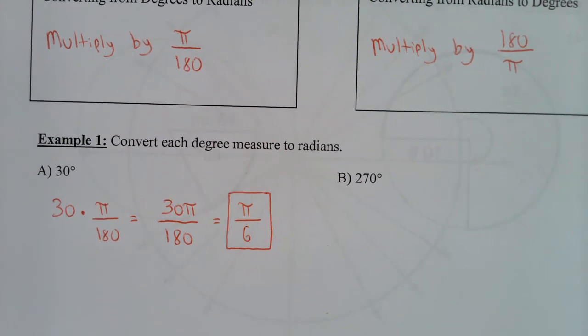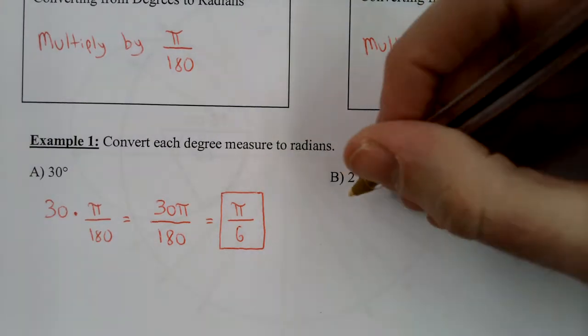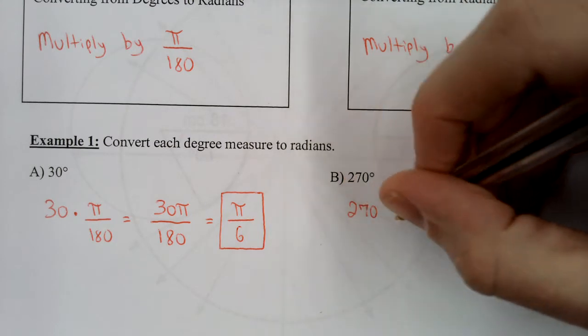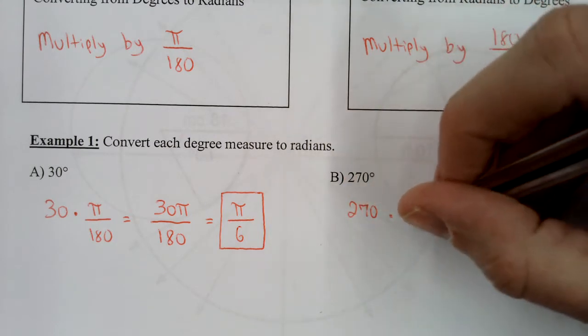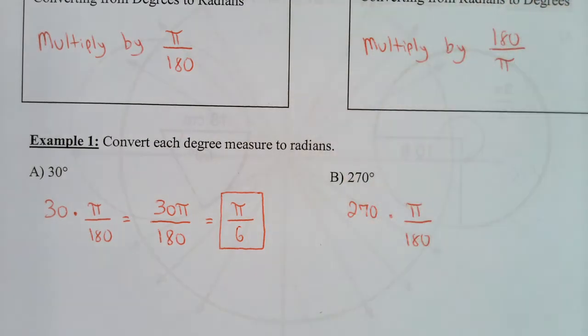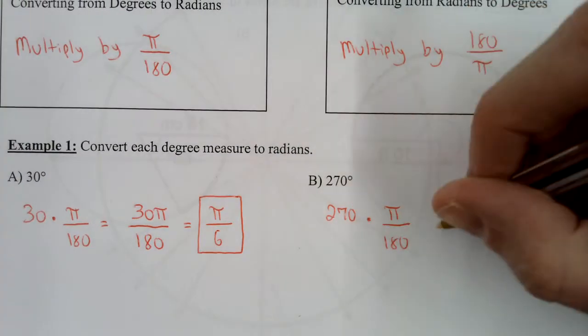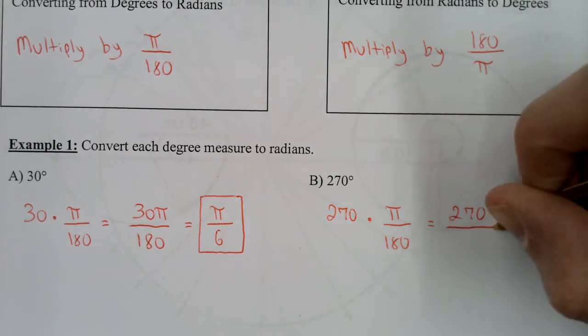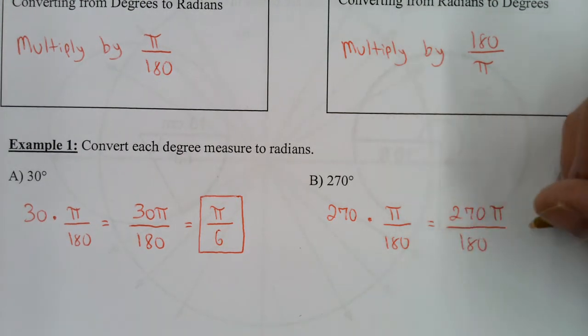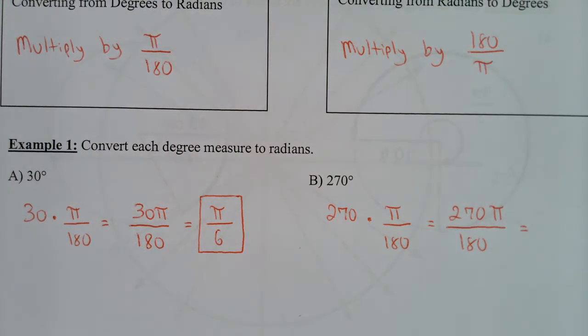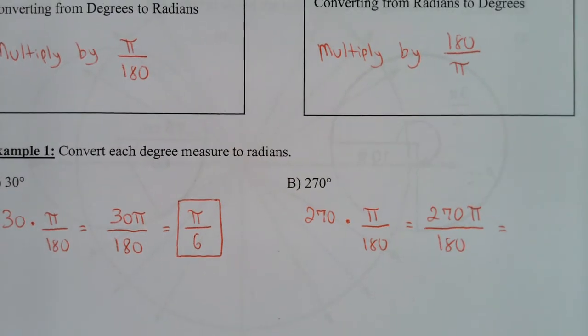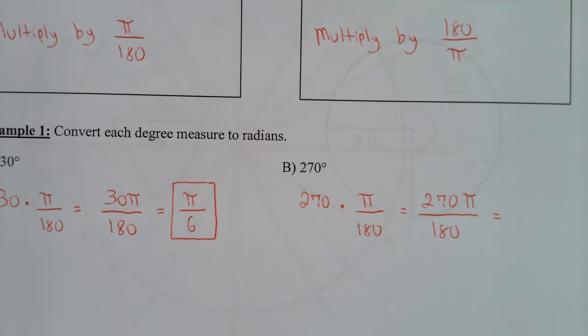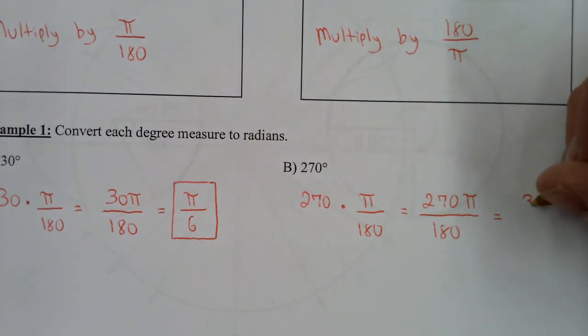So that'll be the answer. Example 1b, multiply by pi over 180 again. Okay, 270 times pi over 180. That equals 270 pi over 180. Simplify that fraction. If you recognize the GCF is 90, you can divide by that and it'll be faster. Divide by 90 over 90 and you get 3 pi over 2 radians.